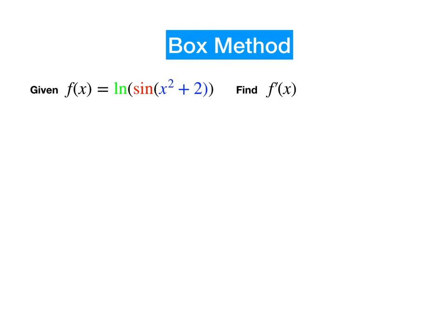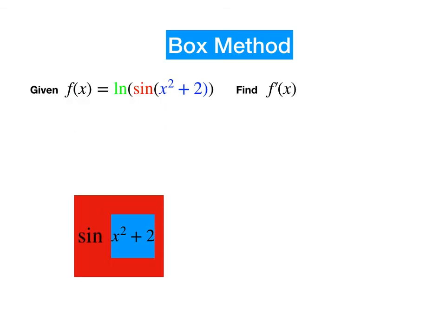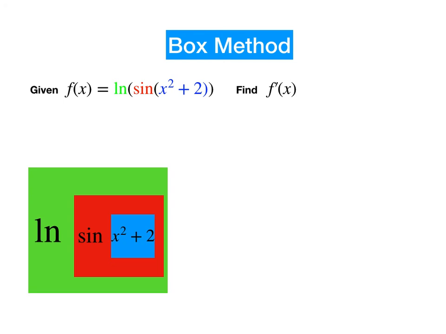So let's look at a little more complicated function. This f of x is a composite function, but it has 3 different layers. Can you find the derivative of this function? I would take each of the layers and put it in a box. First, I have the most inner box function, which is x squared plus 2. I have another box, which is the sine function, a red box. And I have another box for the natural log function, the ln function.